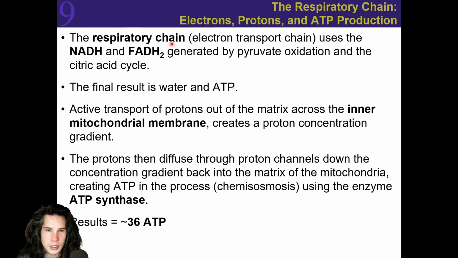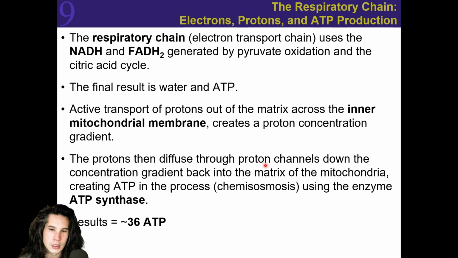So the respiratory chain, or the electron transport chain, is going to use your NADH and FADH2 generated by pyruvate oxidation and the citric acid cycle. And what it's going to do is create a concentration gradient of protons. And the final result is we're going to convert that concentration gradient of protons into ATP and water. So the active transport of protons out of the matrix into the inner mitochondrial membrane creates a proton concentration gradient, which I'll show you in a figure following this.